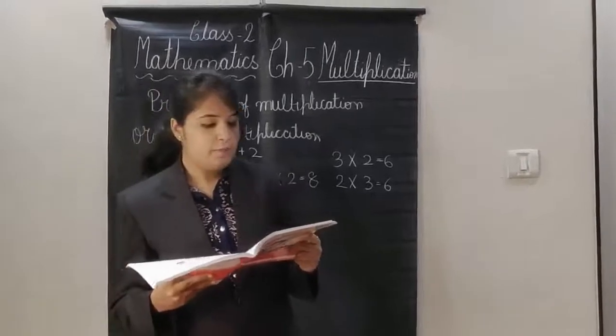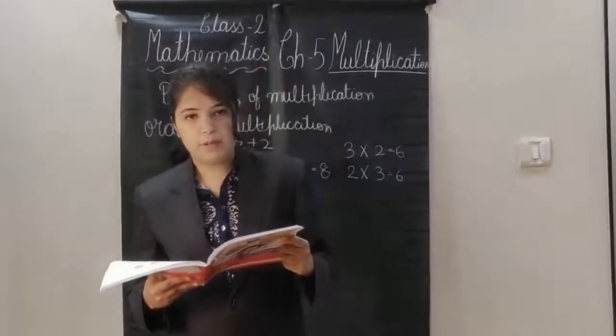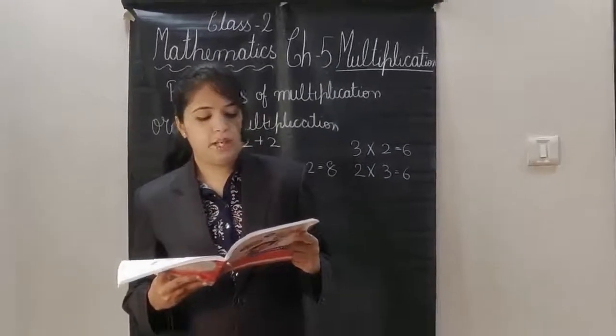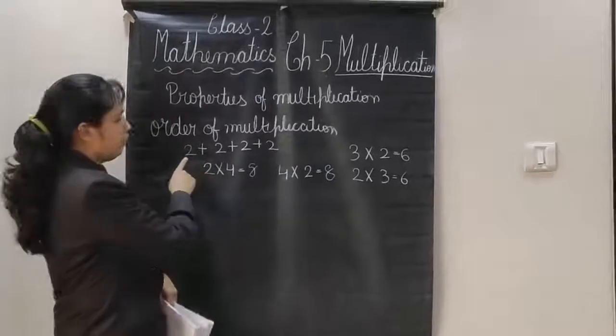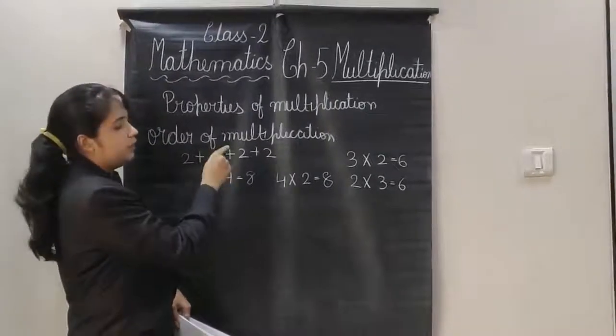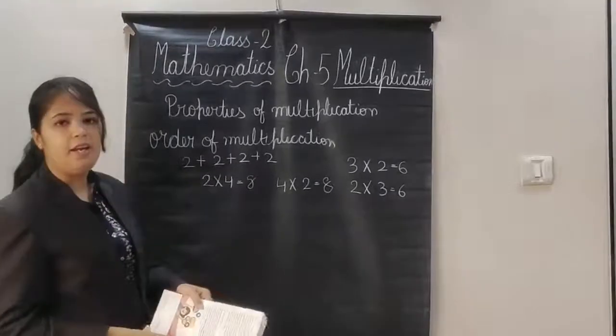As you can see, there are 4 groups of strawberries, right? In each group there are 2 strawberries. The same example we have done. 2 groups of strawberries, again 2 groups. In this way 4 groups are there. So 4 twos are 8.